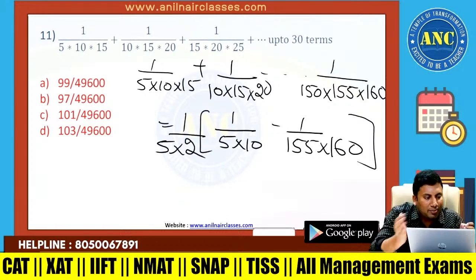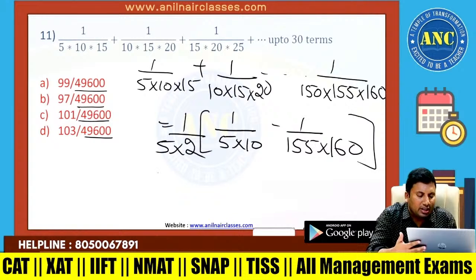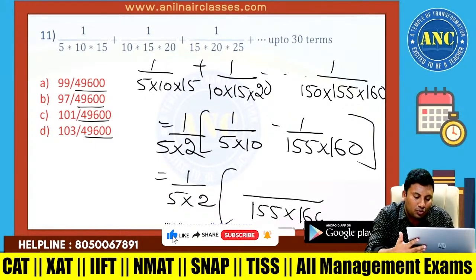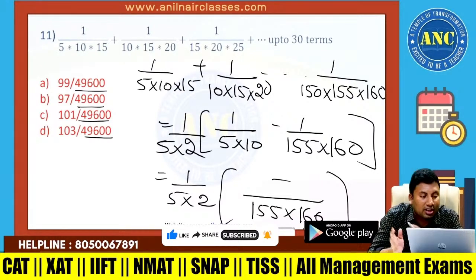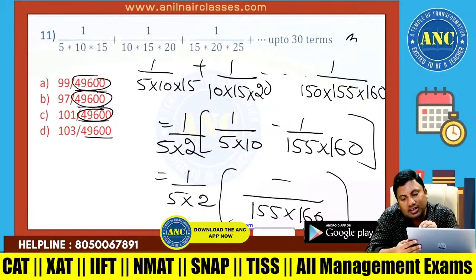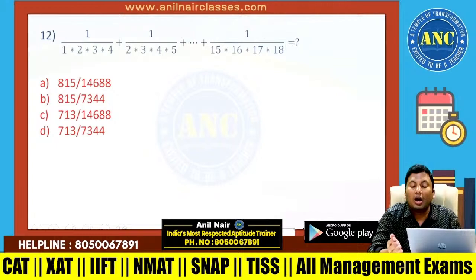Now, if you observe, all the denominator values are the same. So it is best to do the LCM approach. 5, 10 LCM is 10, 10, 160 LCM is 160. So it is 155 into 160. I hope it is clear. So take the value and subtract it. All the denominator values are the same, so method 2 is the best method here. Are you all with me?